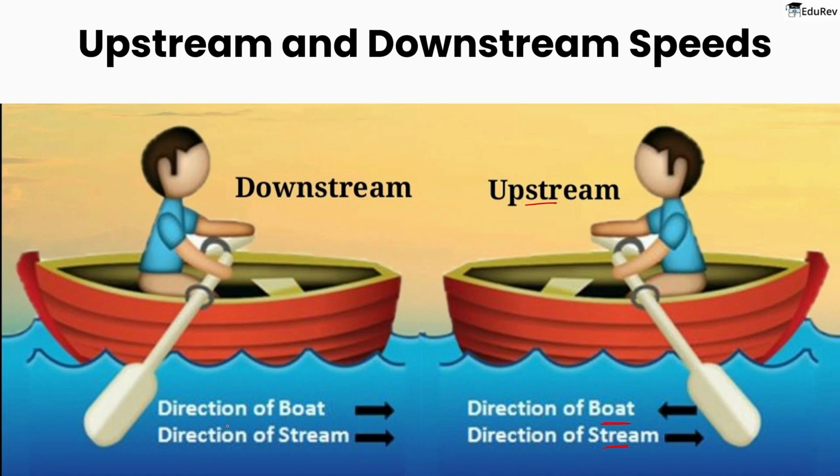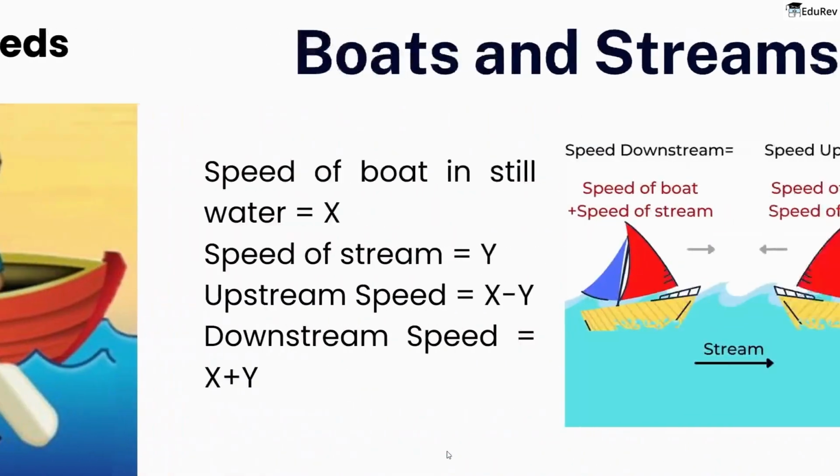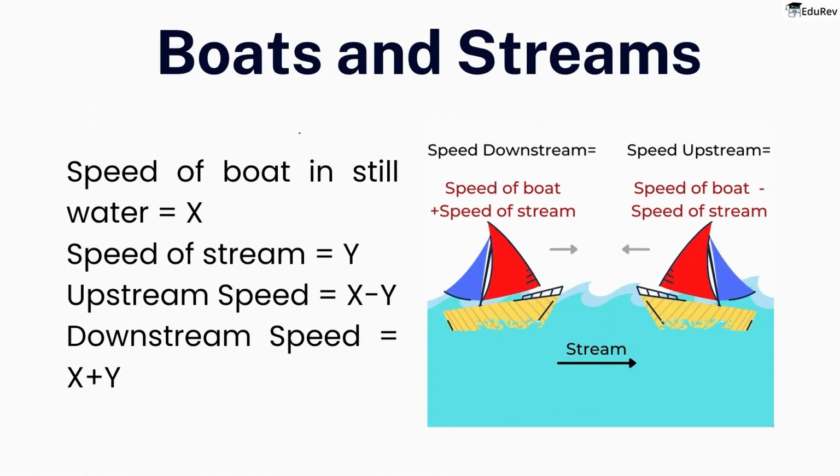Downstream speed, as the name suggests, is the speed of a boat or any floating object relative to the water when it is moving in the direction of the current. The downstream speed is usually faster than the upstream speed because the boat gets a boost from the current.